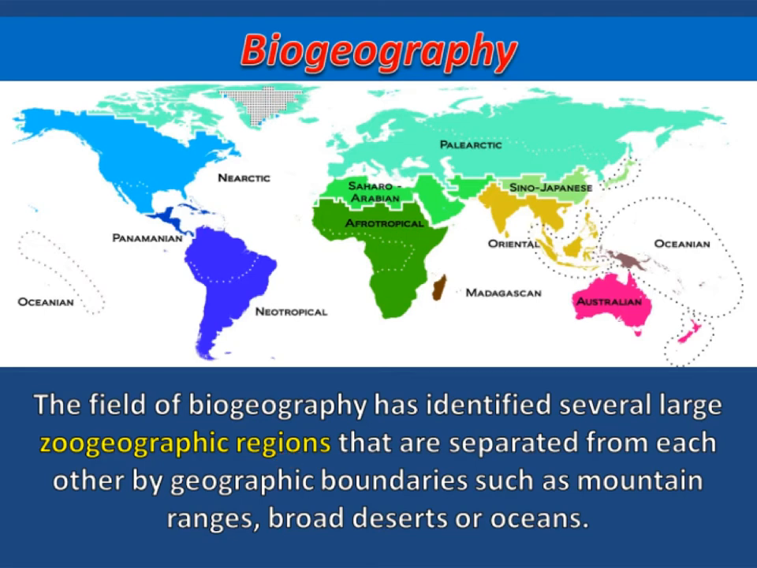Number 17. What do we call a region where species are separated by geographic boundaries? And the answer is zoogeographic regions. Number 17.